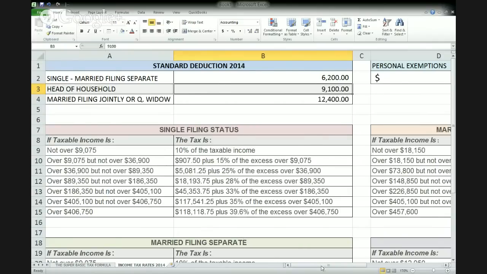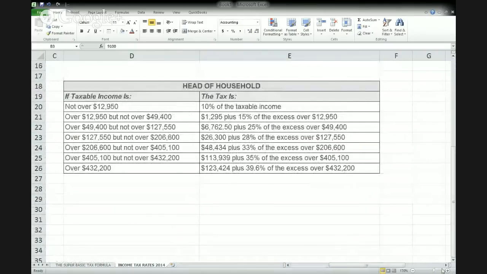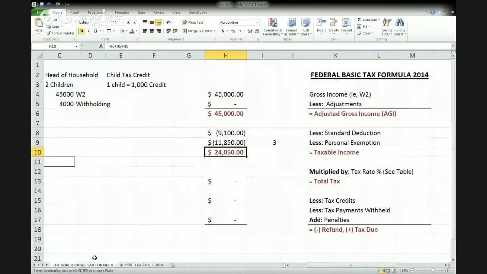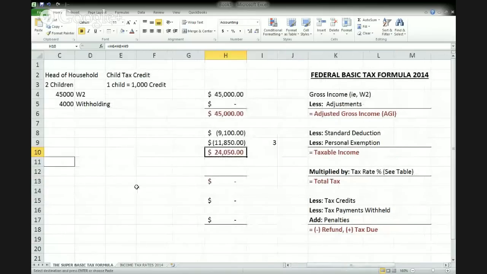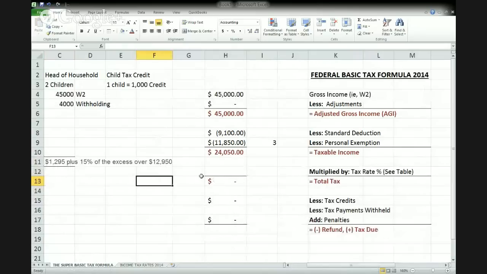We have to go to the head of household filing status box, and in this box we see that if your income is between 13,000 and 50,000, you will use this row here. So again, we're going to take this and put it here just so it helps us with our math. I'm just going to go ahead and take off the wrap text.